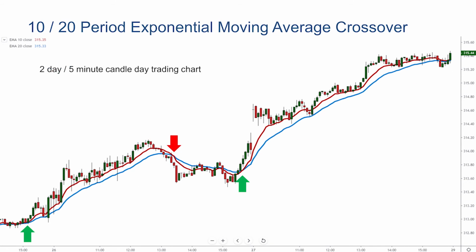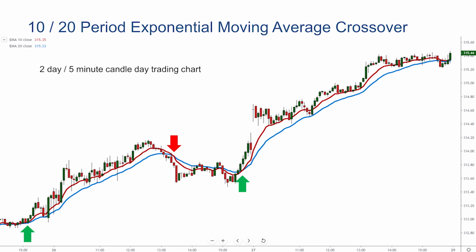So what I have here is a chart of 2 days of 5-minute candles. So now we're talking zoomed right into outright day trading 5-minute candle charts. And you can see using the same crossover of the 10-period moving average over the 20-period moving average, because remember, now we're measuring 10 5-minute candles, not 10 days, right? So that's why we switched to using the word period.